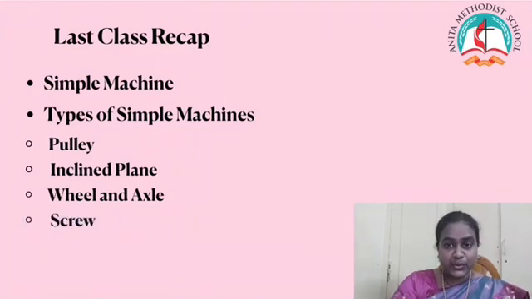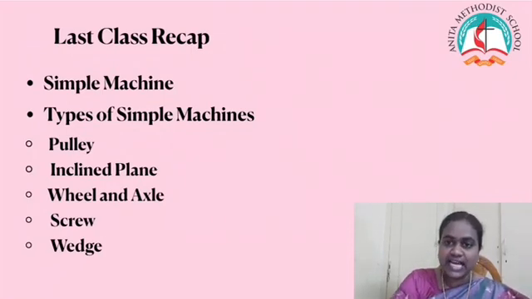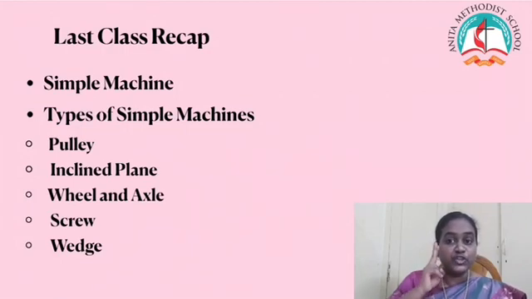Then screw. A screw is a tool we usually see in a father's tool kit. It is used to hold two objects. We saw a sharpener as an example. Then wedge. A wedge is a tool which is used to split materials. For example, the carpenter splits the wood into two parts.